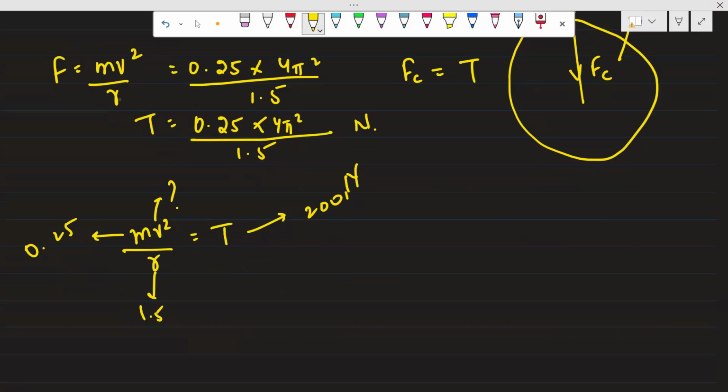Like in the previous part, velocity was given, tension was asked. This time you basically have to use this mv square by r is equal to tension. Got it? Yes, ma'am.